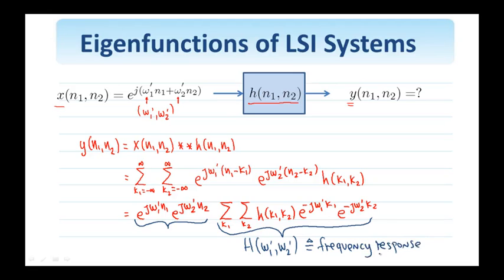Now, since this result is not going to change if I consider additional frequencies, let's say omega 1 double prime, omega 2 double prime, we have that this is again the response of the system at any frequency, and this capital H of omega 1, omega 2 is the Fourier transform of the impulse response of the system h of n1, n2. We're going to say considerably more things about the Fourier transform in the next slides.